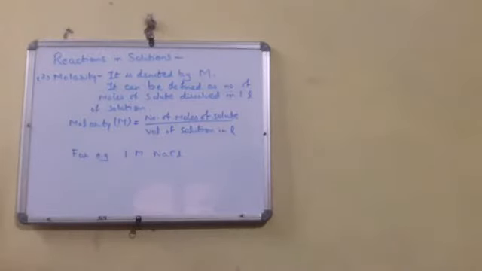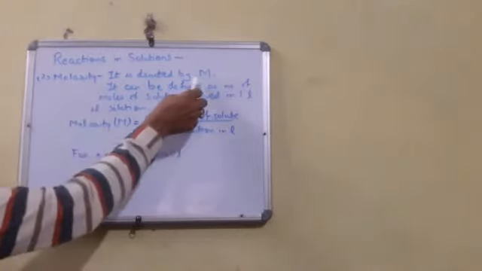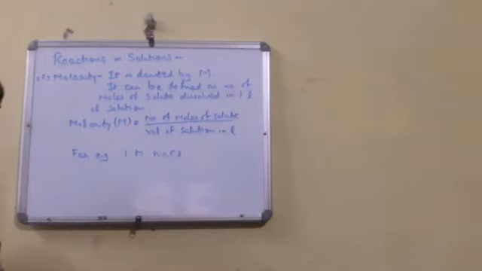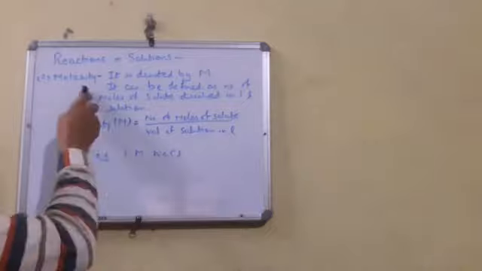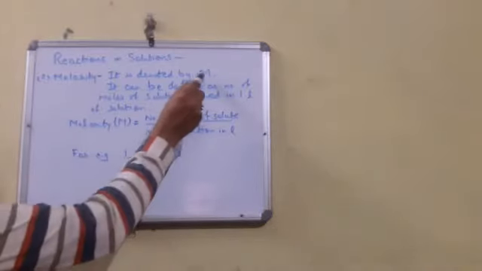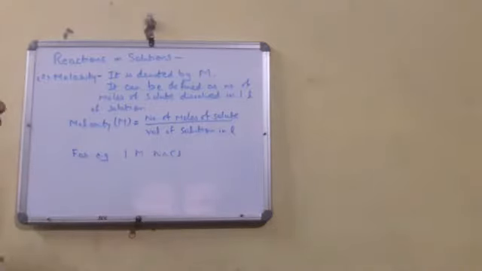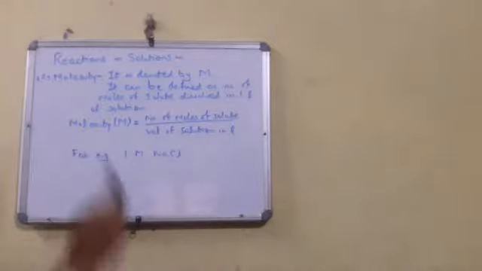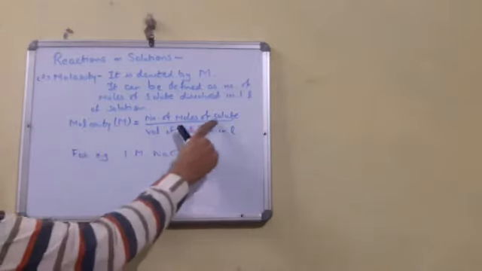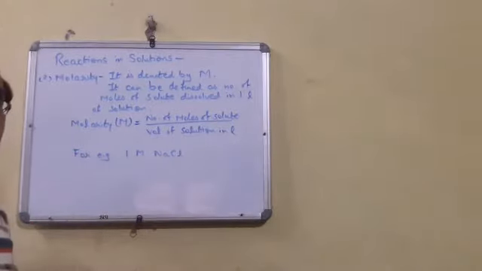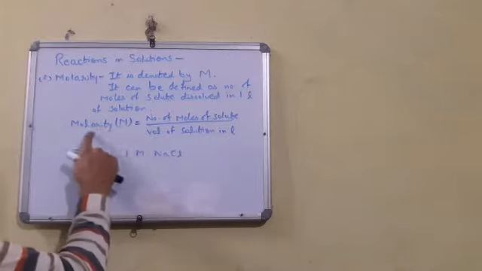Now see the next topic, molarity. Molarity is defined as the number of moles of solute dissolved in 1 liter of solution. That is known as molarity. It is denoted by capital M. That means if we dissolve the number of moles of solute in 1 liter of solution, then it is known as molarity. Molarity is equal to number of moles of solute. For example, by chance we are dissolving 2 moles of NaCl, and after dissolving in water we prepare a solution of 1 liter. So it is called molarity.